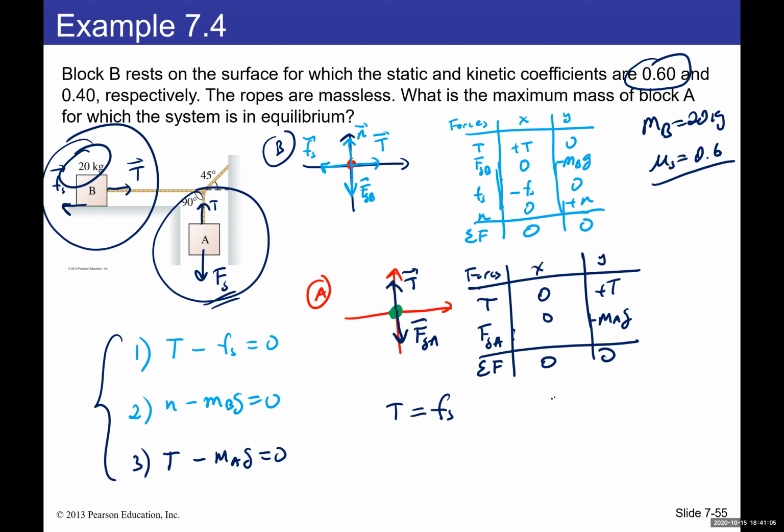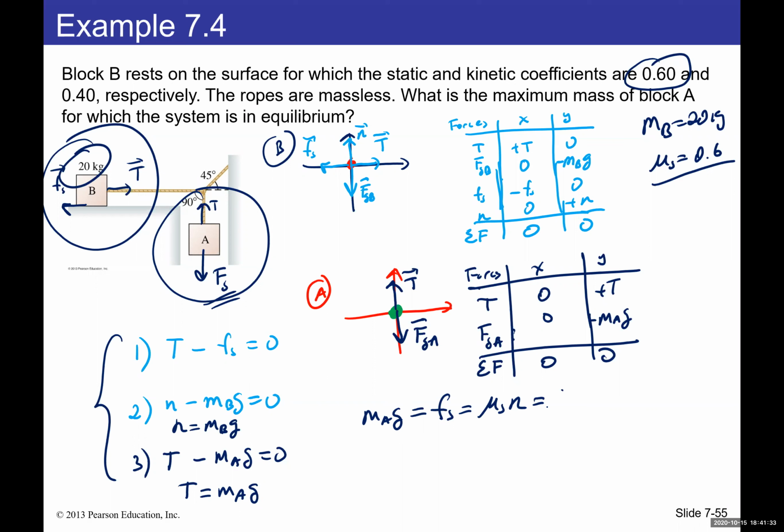And equation 3, right? Equation 3 tells me that tension is equal to the mass of A times g. That means I can replace tension with mass of A times g, so those two are equal to one another. But I also know that static friction is the coefficient of static friction times normal force. And equation 2 tells me that normal force is equal to m_B g.